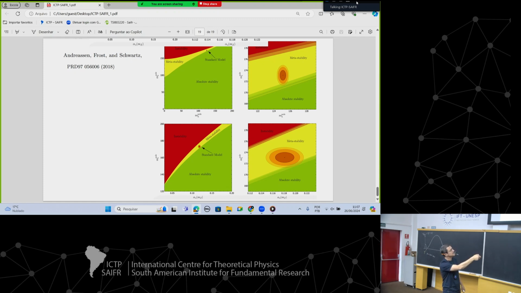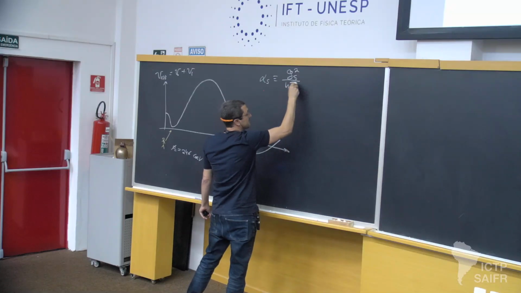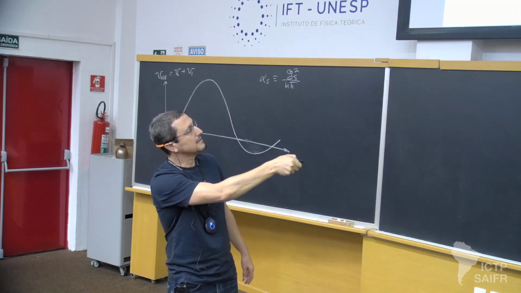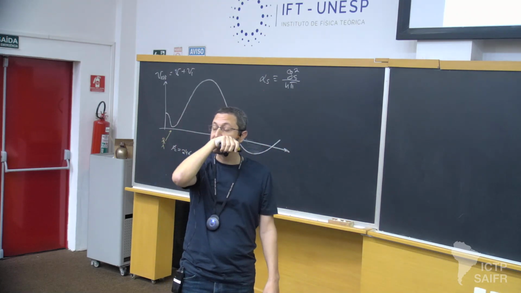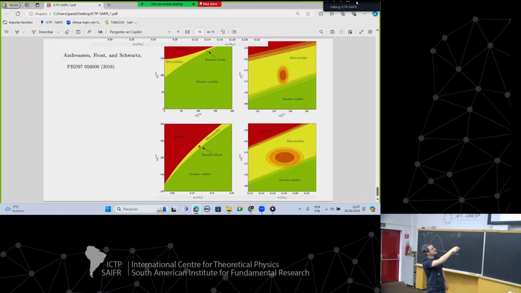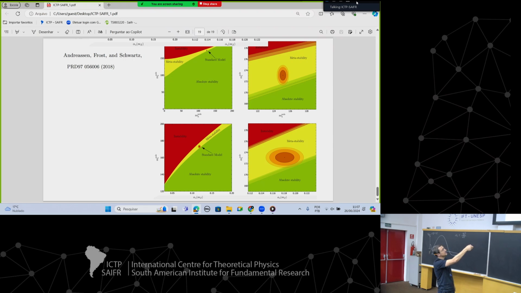This region is called here metastability. Here there is one parameter alpha s on the x-axis. So alpha s is the strong gauge coupling squared over 4 pi. That's a definition. There is a similar definition for electromagnetism and so on. And the y-axis is the top mass, the mass of the top quark, proportional to the Yukawa coupling. Here there is a similar plot with the top mass or Yukawa as a function of the Higgs mass, or lambda, the quartic coupling of the Higgs.